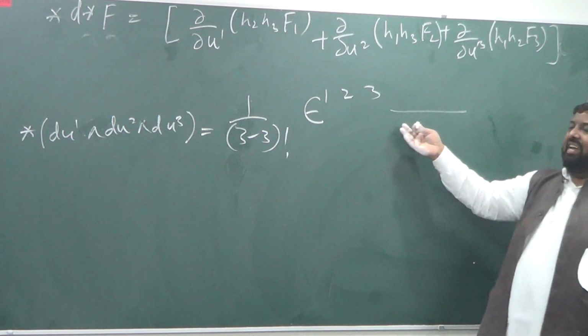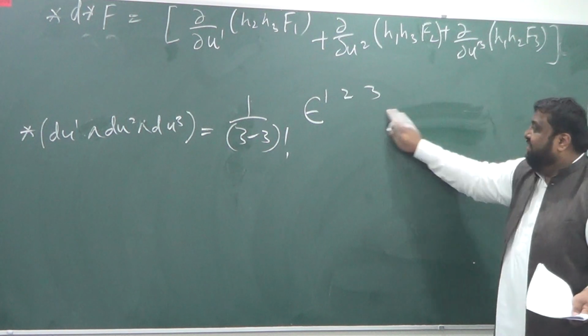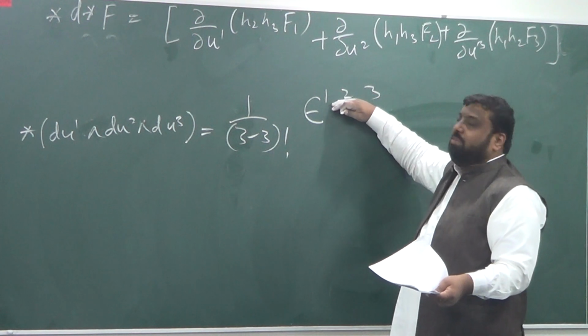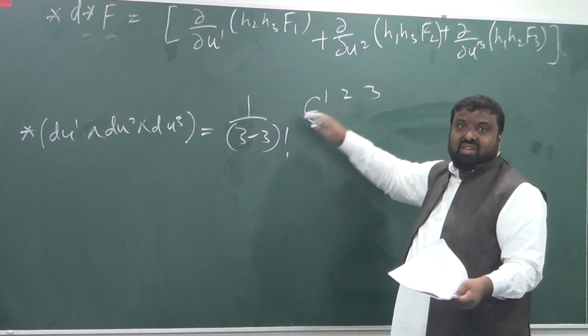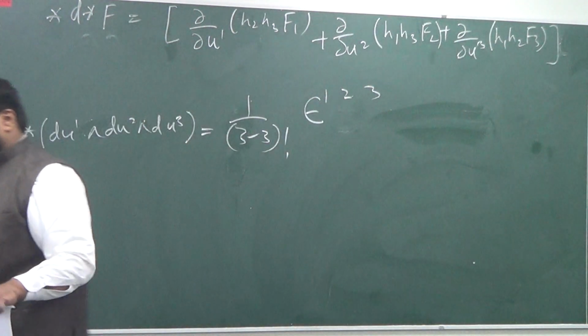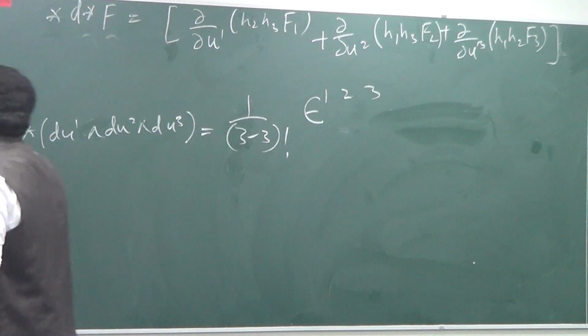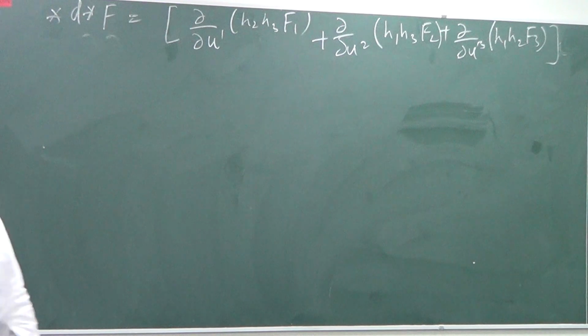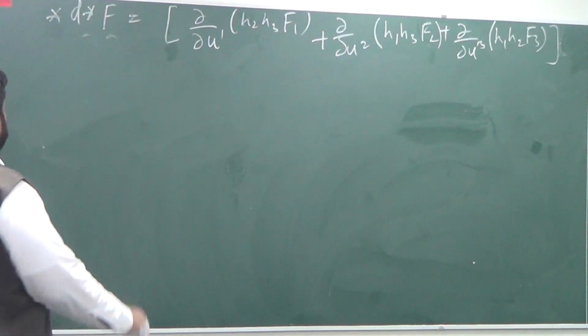So you're not going to have anything here actually. So what are you going to get? And what is this Levi-Civita symbol? That's an even transposition, so that's 1. So you get a 1 actually. Alright, so this is the expression for the divergence.